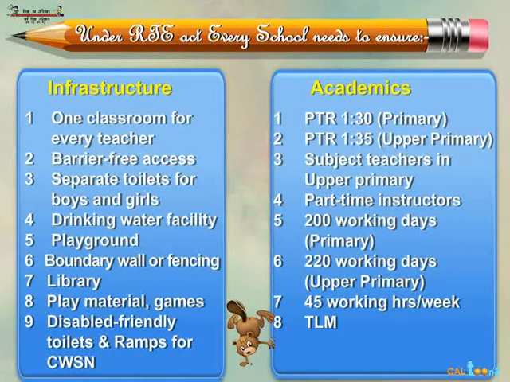As far as academics is concerned, the pupil-teacher ratio at primary level should be 1:30, whereas at upper primary level the PTR is 1:35. There should be subject teachers in upper primary, and provision for part-time instructors. There is a mandate for 200 working days at primary level and 220 working days at upper primary level. That means 45 working hours per week. There should be enough supply of teaching learning material in the school.